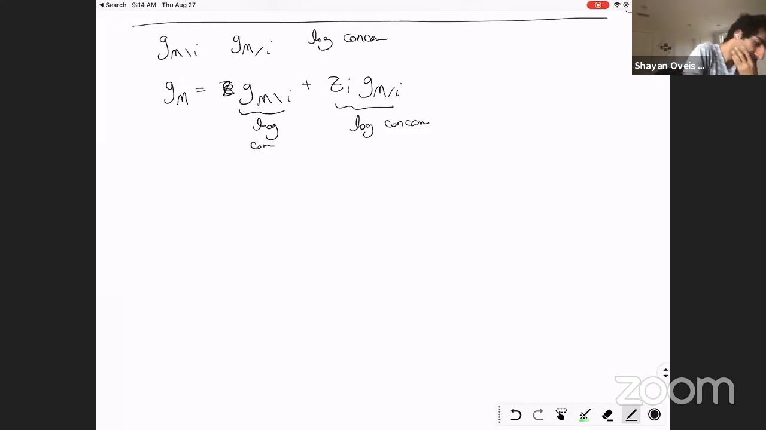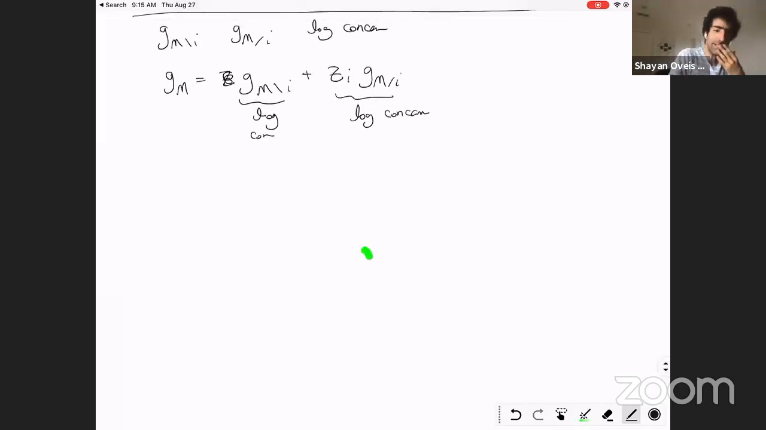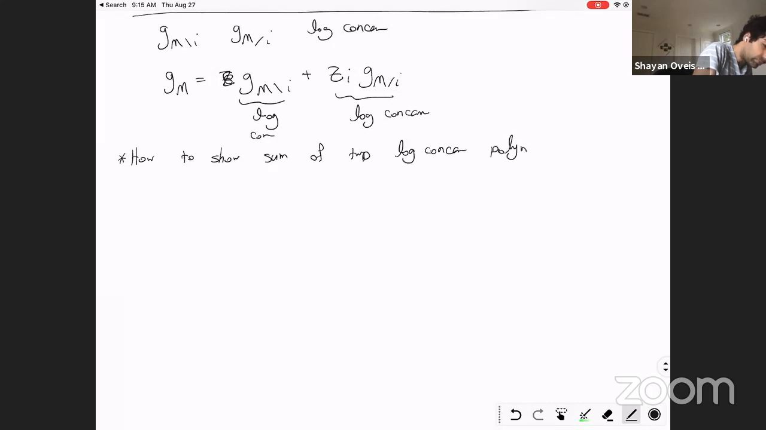Okay, so I can just write down the theorem, but let me just motivate it for a couple of minutes. I'm not going to prove the theorem, but I just want to motivate how you may come up with this theorem. The proof is not really long, but I think the motivation is more interesting and possibly more useful. So how would you show that the sum of two log concave polynomials is log concave?